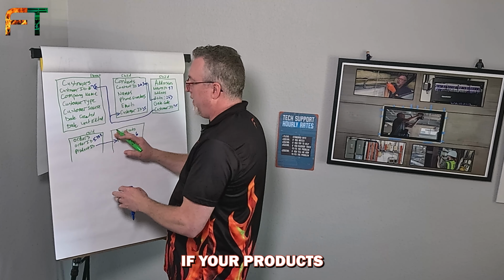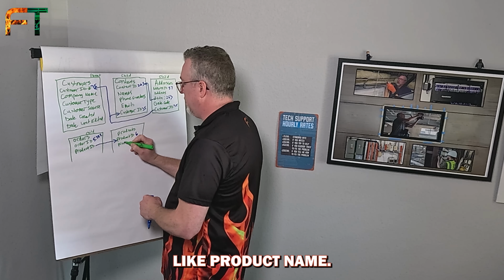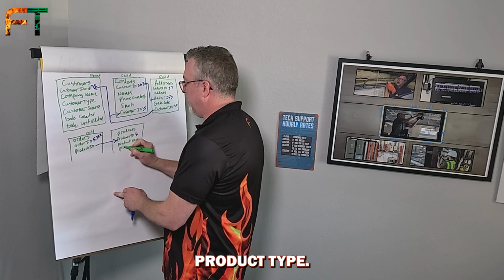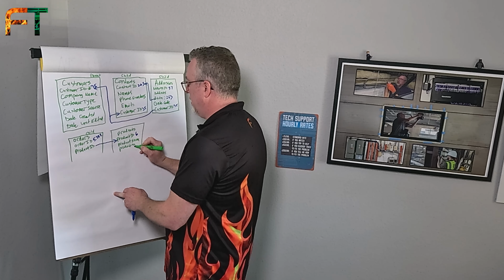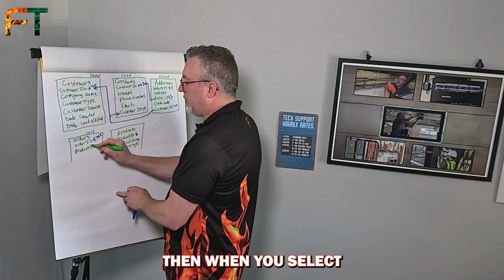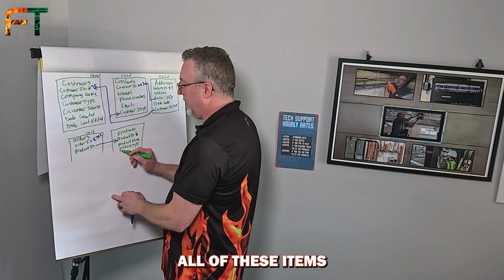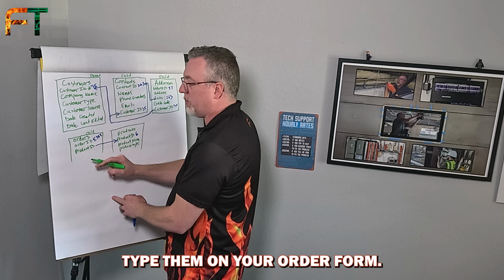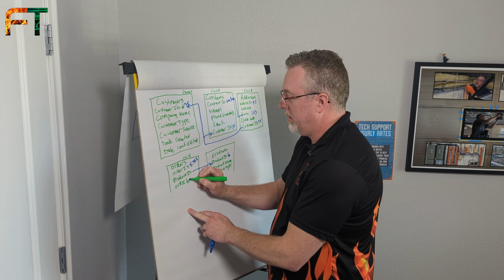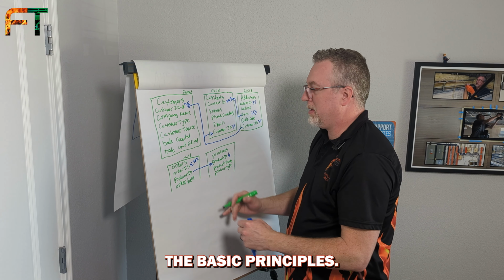The beauty of this is if your products table has things like product name, product type, and all these different fields, then when you select a product ID on your form, you can set your form to automatically grab all of these items without having to hand type them on your order form. And you're going to have basic things like order date. And again, this is not a comprehensive field list. I'm just trying to give you the basic principles.